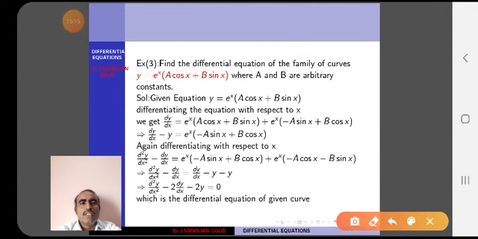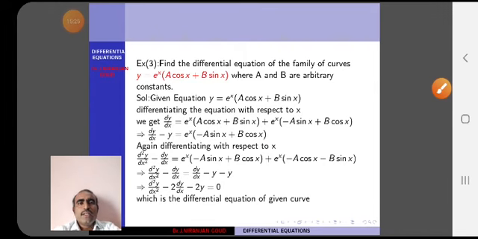Now again differentiate this equation with respect to x. You get the derivative of dy/dx, which is d²y/dx², minus the derivative of y, which is dy/dx, equal to again UV form. So differentiate e^x, which is e^x, times (-a sin x + b cos x), plus e^x into the derivative of (-a sin x + b cos x). So I write -a cos x, and the derivative of cos x is -sin x, so I write -b sin x.